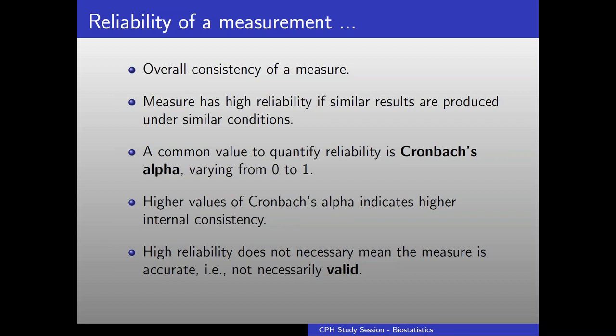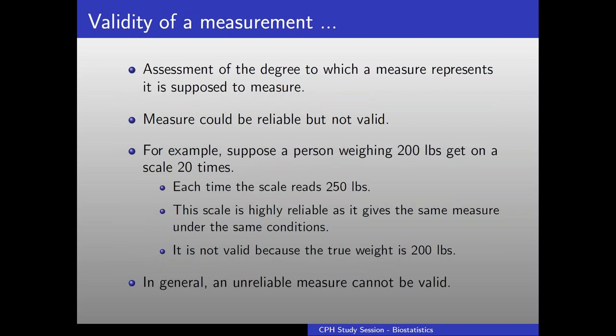Reliability is usually what we can measure and what we can show. However, high reliability does not necessarily mean that the measure is accurate. That is, it's not necessarily valid. Validity is much more difficult to show, but the validity of a measurement is the assessment of the degree to which a measure represents what it's supposed to measure. Okay? So, very simply put, it means: is the measurement correct? A measure could be reliable but not valid.